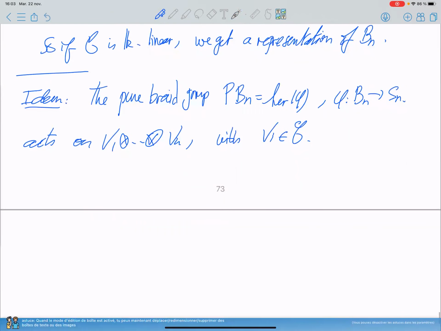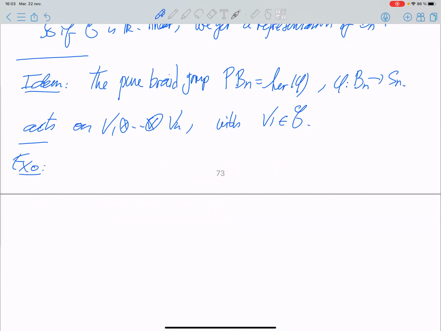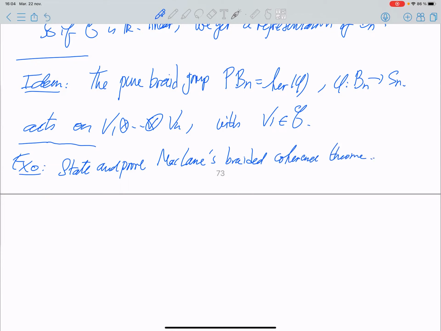And the last point of the section, before the next session, will be about what a braid group is, what braiding is for Hopf algebra. The last point of the section is an exercise: state and prove the MacLane braided coherence theorem. You have the MacLane coherence theorem, saying that more or less you don't need to care about the parentheses. You have a braided version. Okay.